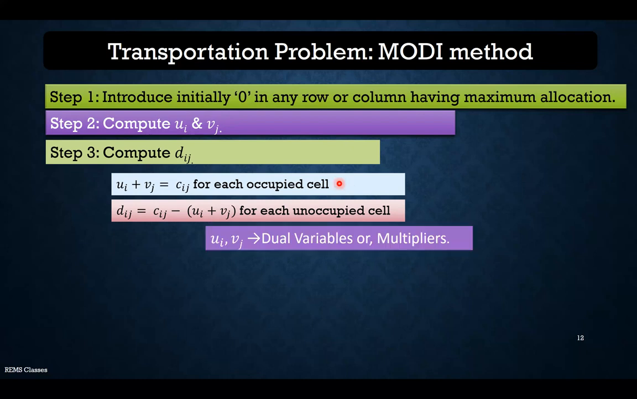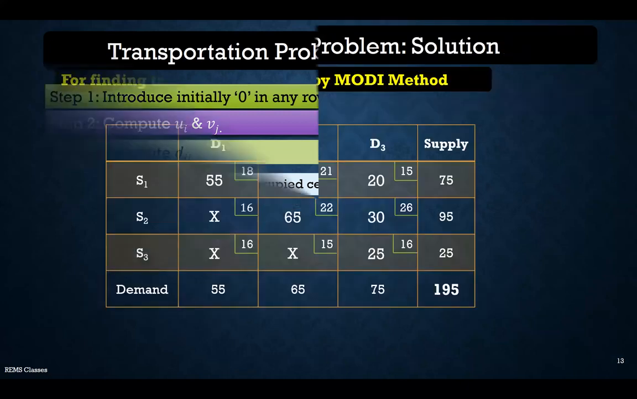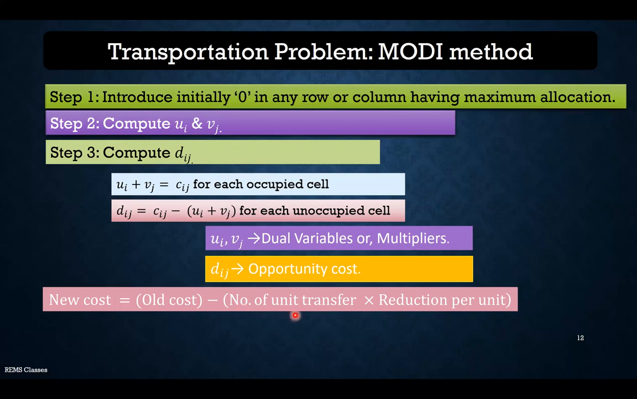So we have initially introduced dual variables, or you can say dual multipliers, in each column and each row. And Dij is the opportunity cost. Next, we'll find the value of the new cost, and the new cost will be equal to the old cost minus the number of units transferred into the reduction per unit.